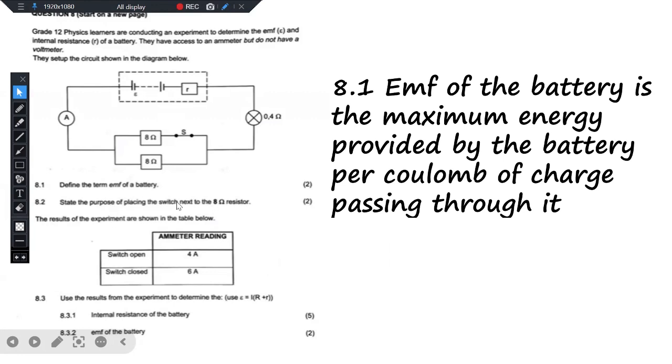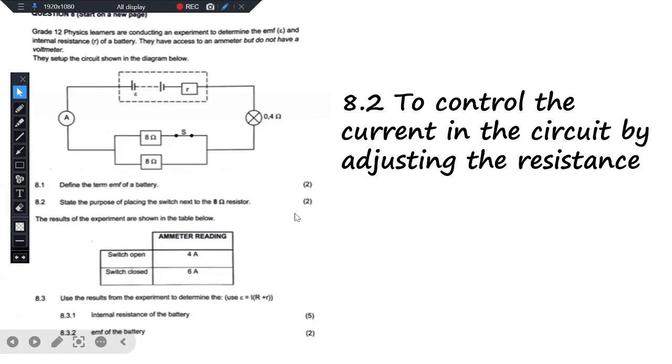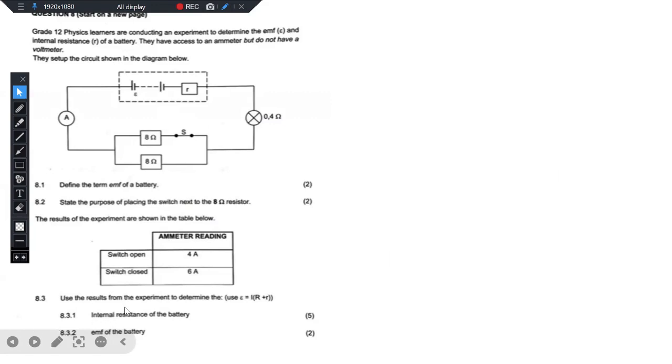Why is it that we place the switch next to the 8 ohm resistor? Our reason for that is we need to control the current in the circuit by adjusting the resistance, right? So the current is flowing through this path here. That means we have adjusted the resistance in that way, because we'll only have resistors that are now connected in series. So that's the whole purpose of putting a switch there. Right, then let's go to 8.3.